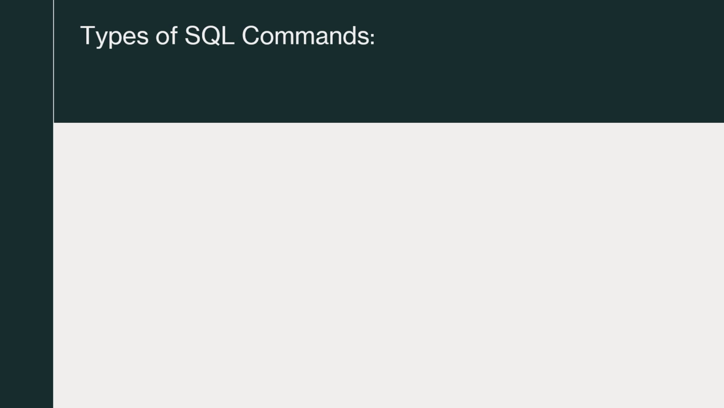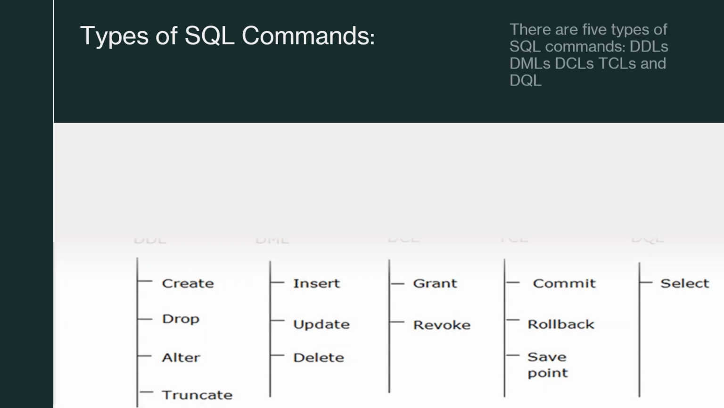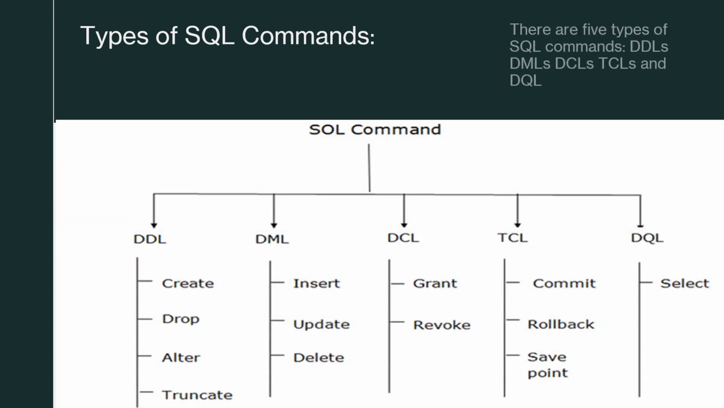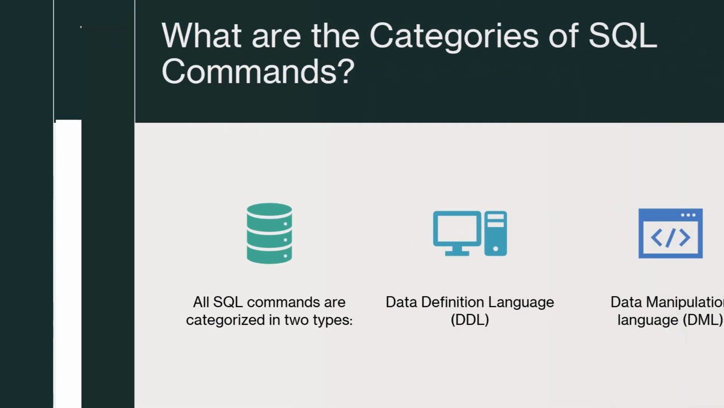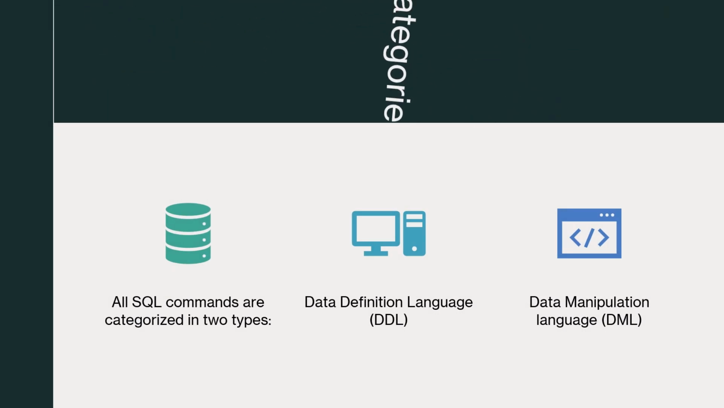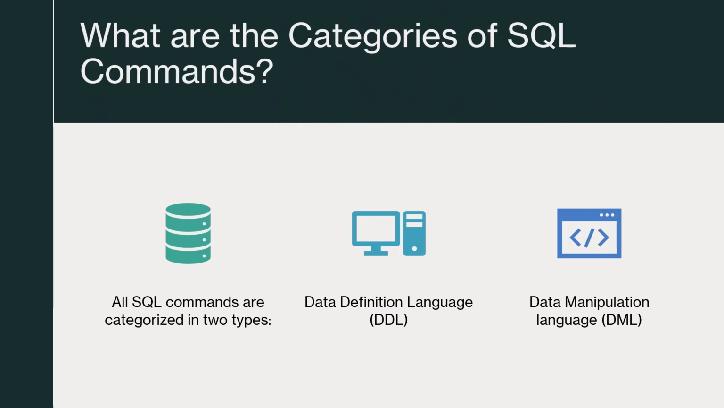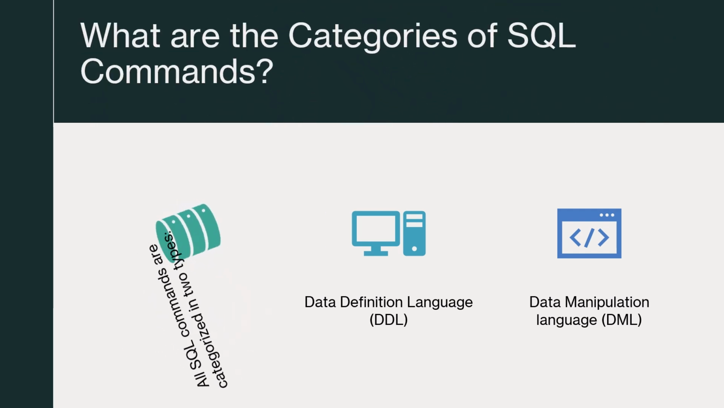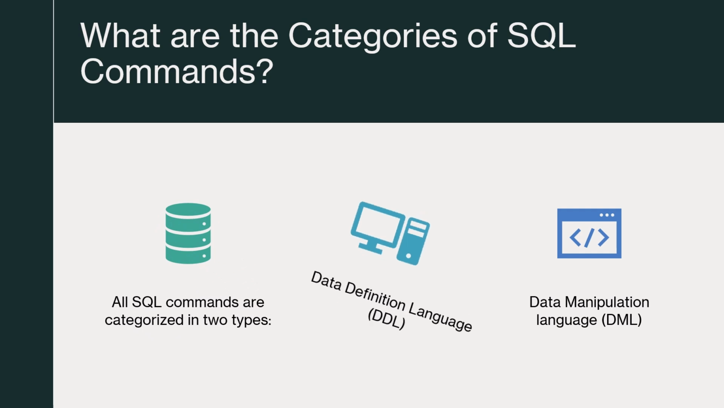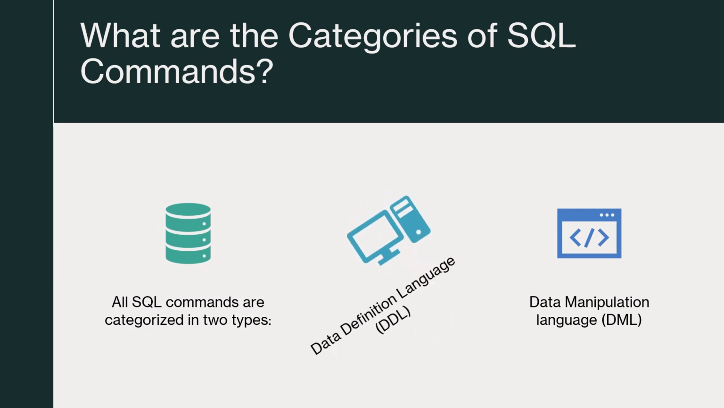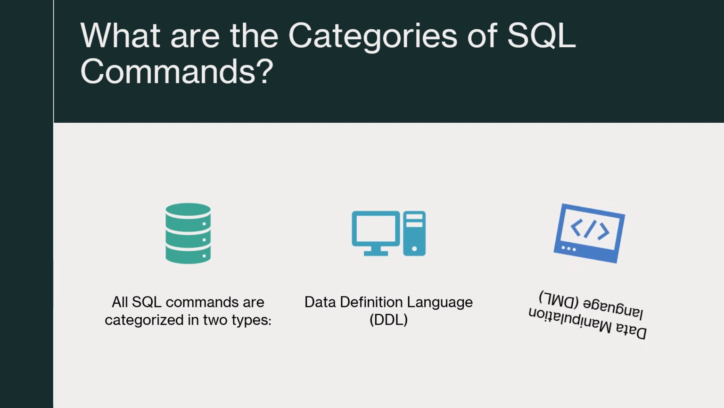Types of SQL commands. There are 5 types of SQL commands: DDL, DML, DCL, TCL, and DQL. What are the categories of SQL commands? All SQL commands are categorized in 2 types: Data Definition Language, DDL, and Data Manipulation Language, DML.